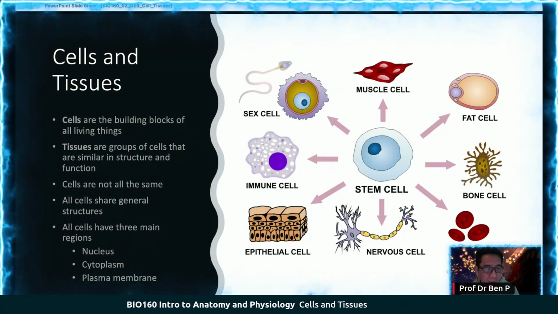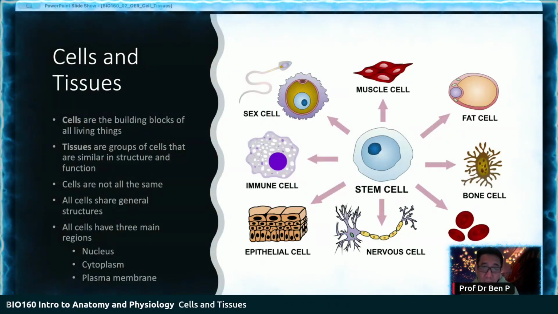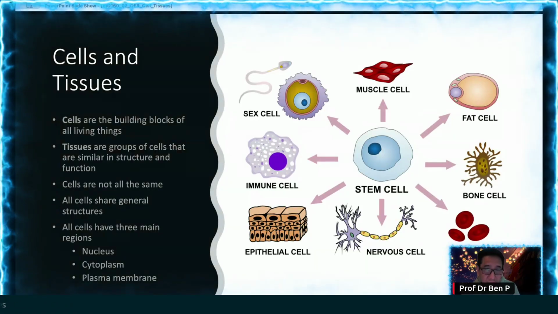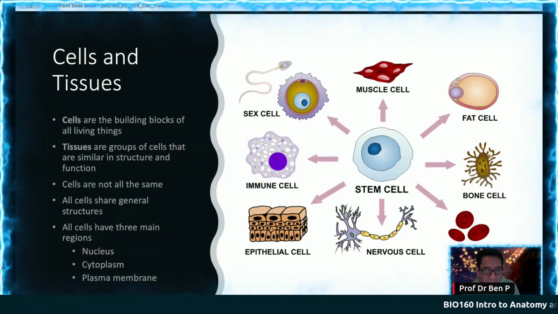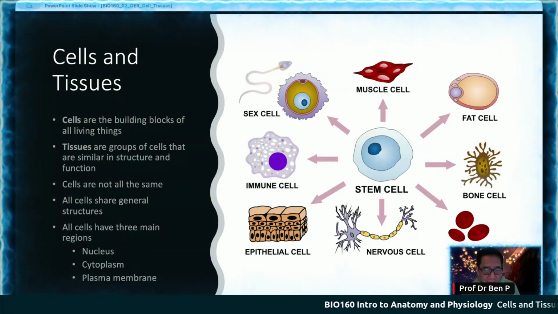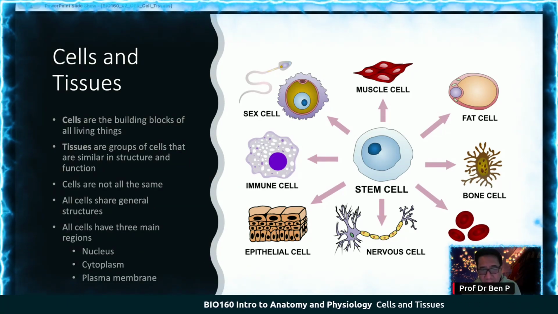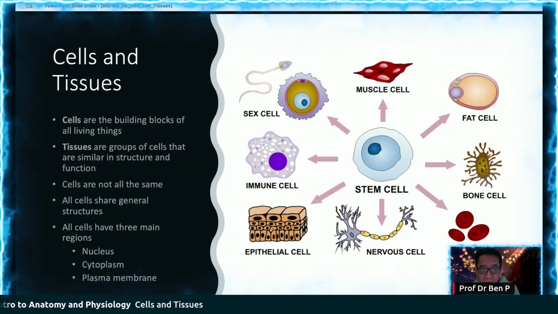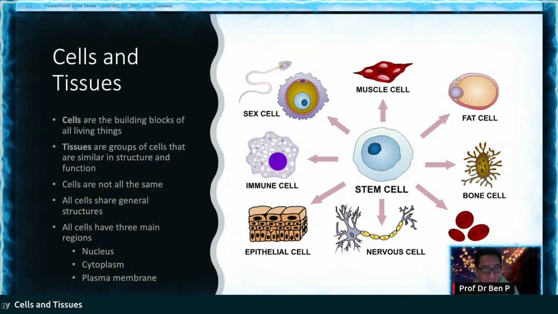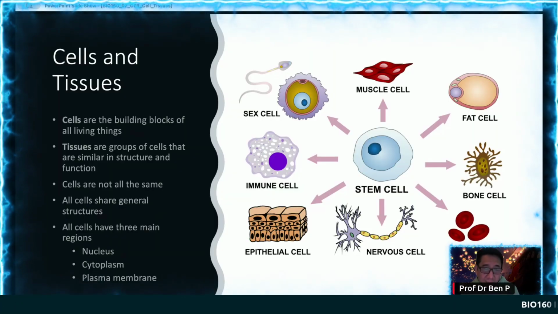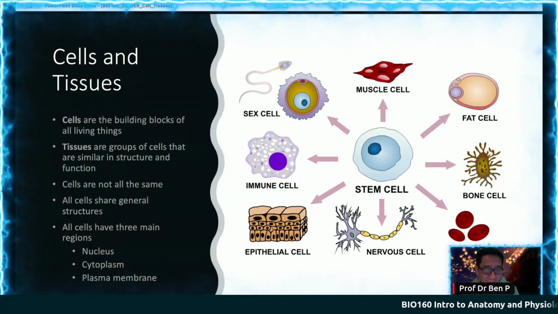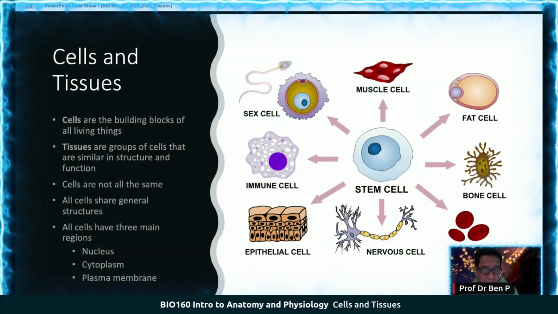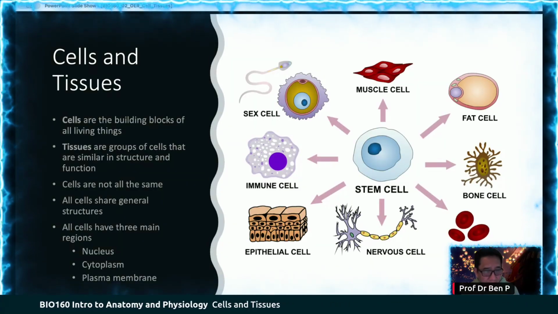When you have a whole bunch of cells, you create a tissue, information that you learned from the previous topic. Not all cells are the same. Different cells have different things. You have single organisms like bacteria, viruses and microbes. Even cells in your body are not the same. Some cells are your immune cells, some are your sex cells, some are your muscle cells. So each cell is completely different.